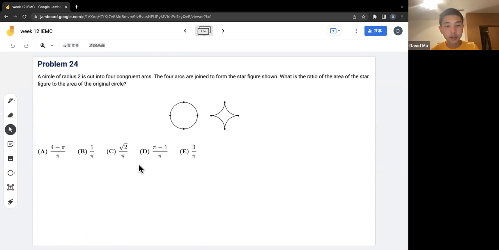All right, let's take a look at this question. So a circle of radius 2 is cut into 4 congruent arcs, which is basically these 4 arcs. Like a part of the circumference of a circle is basically called an arc. So these are the 4 arcs. The 4 arcs are joined to form the star figure shown below, which is this one. What is the ratio of the area of the star, this one, to the area of the original circle?